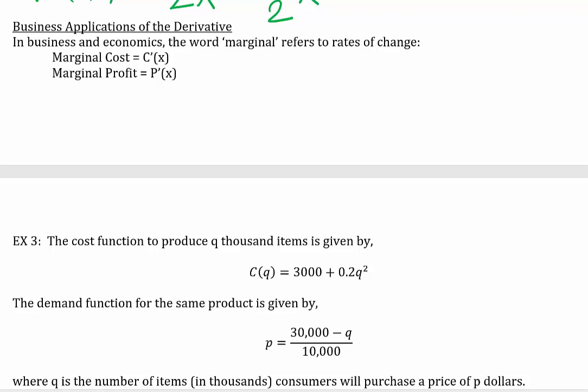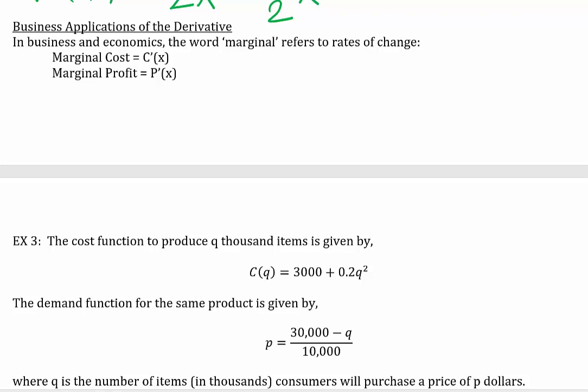The next thing we're going to do in this section is take a look at a couple of common applications, specifically business applications that involve derivatives. We've already learned that the derivative is the same thing as the slope of the tangent line. So as you write tangent lines, you are finding derivatives. It's the same thing as instantaneous rate of change.